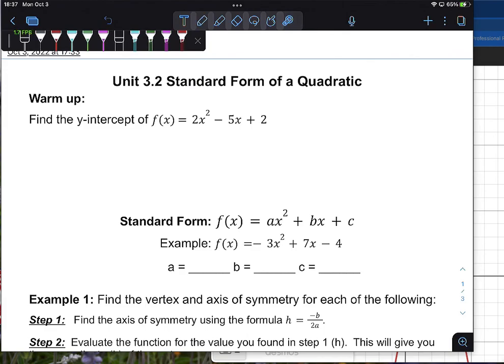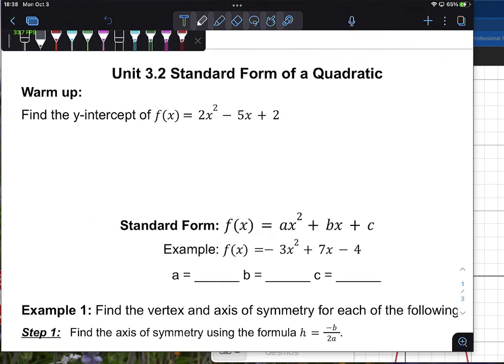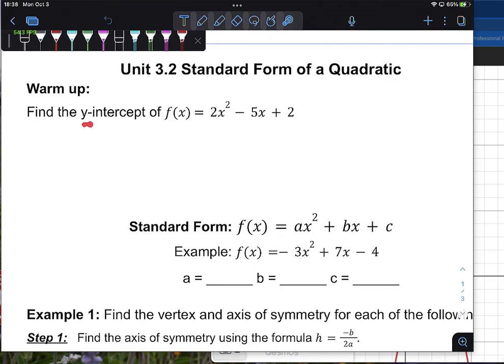Okay, so we are going to be talking about Unit 3.2, Standard Forms of Quadratic Equations. So the standard form, you guys, is actually what is given to us down here. But before we get into that, let's try our warm-up. Our warm-up here is we are asked to find the y-intercept of f of x.